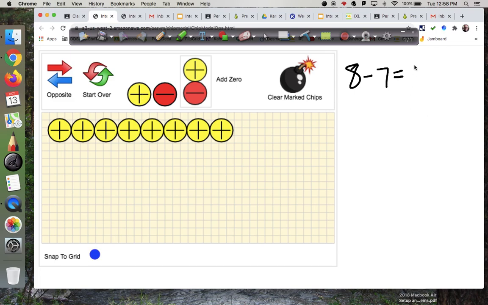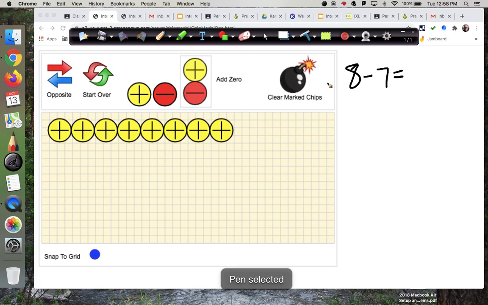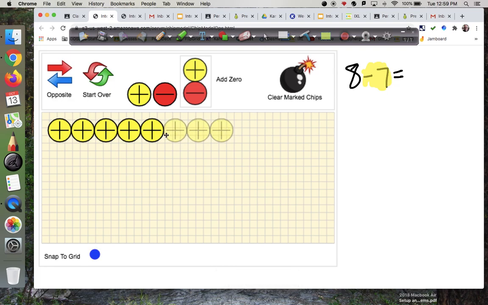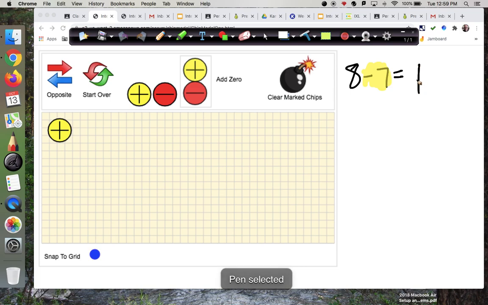And to do the part of subtraction, to do this part right here, we're going to subtract 7 positives. So these are positive. So this really means 8 and then take away 7 of those positives. So I'm going to click right here. 1, 2, 3, 4, 5, 6, 7. I'm going to subtract them from the picture. So I have 1 left. So we know 8 minus 7 is 1, but we're demonstrating that with these pieces.